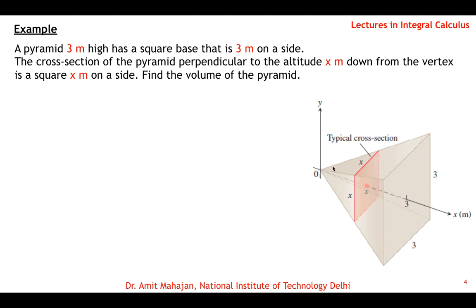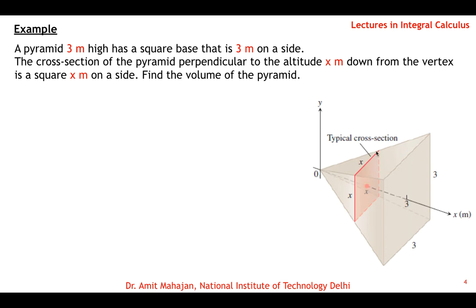Okay, so there is a pyramid which is 3 meter height. Okay, so this is the base of the pyramid, and it's a 3 meter height, and the base is 3 meter on a side. Okay, so that's why it is 3 meter on this side. So the base is a square of each side 3 meter, and the height of the pyramid is 3. Okay, so instead of drawing it vertically, we have just drawn it along the x-axis. Okay, and it is said that at any point x, if we cut by a plane, then the cross-sectional area is x meter on a side.